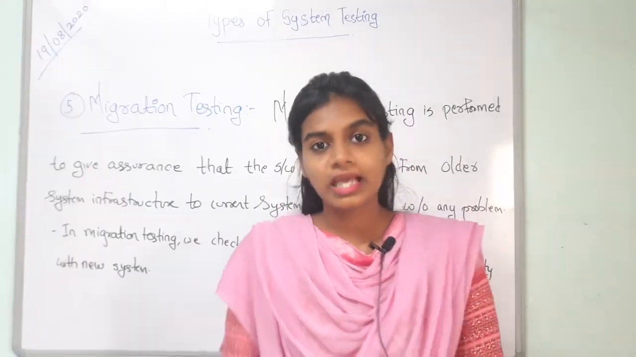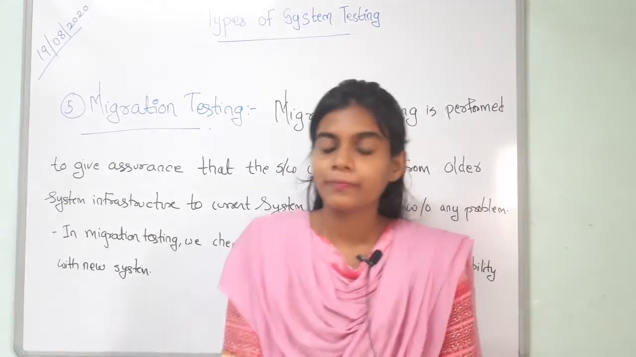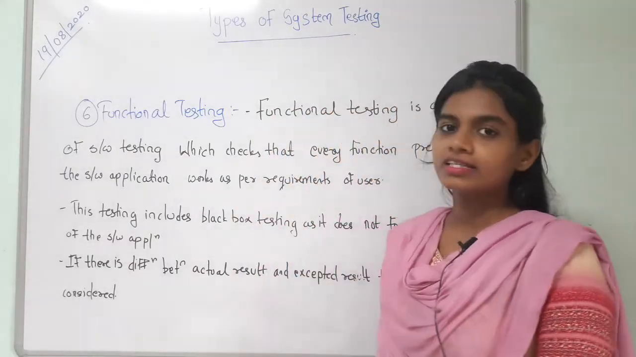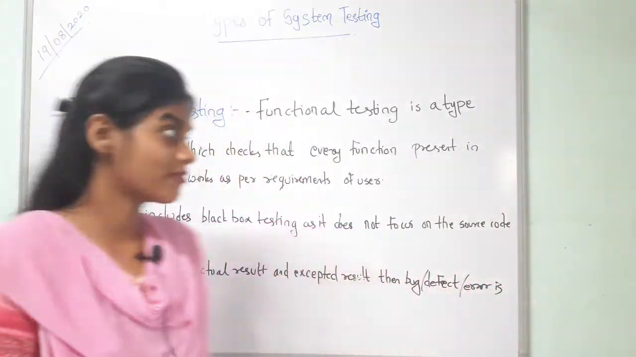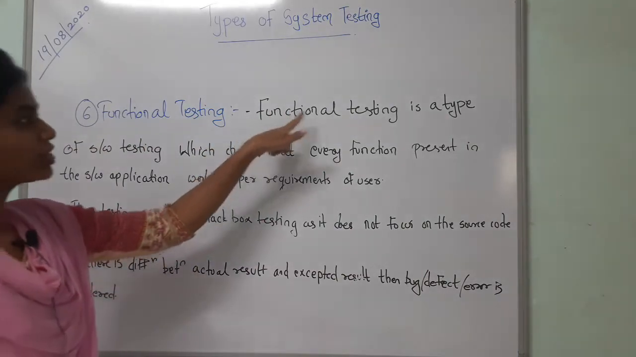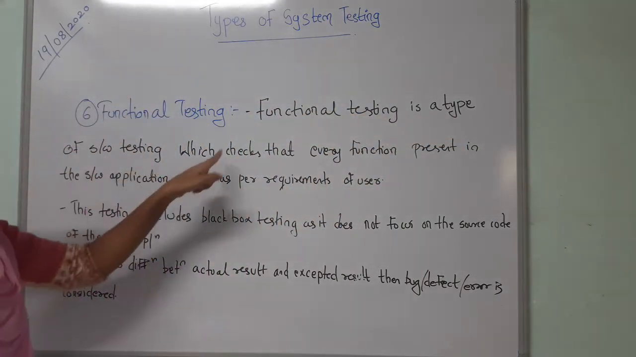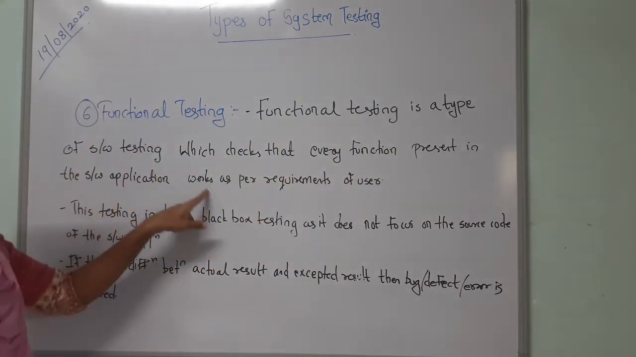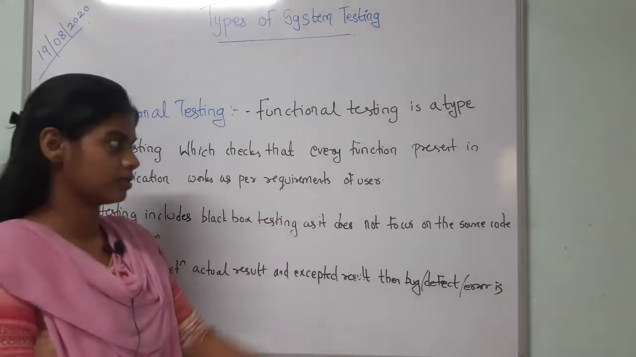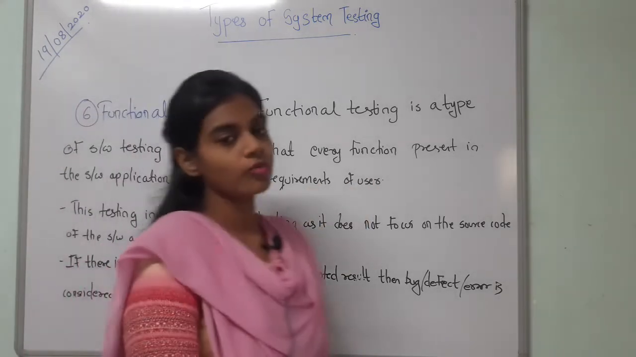Now we'll go to the sixth type of system testing, functional testing. So these are the six types of system testing. Let's read what functional testing is. Functional testing is a type of software testing which checks that every function present in the software application works as per the requirements of the user. Now, what is this first point? What does functional testing mean?